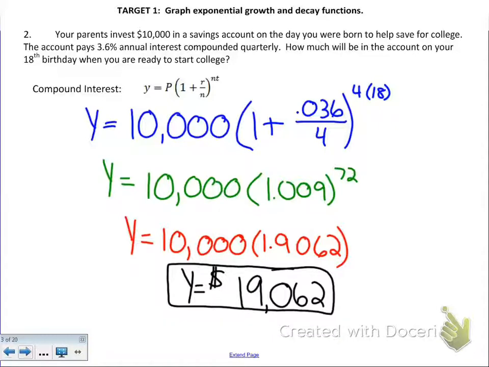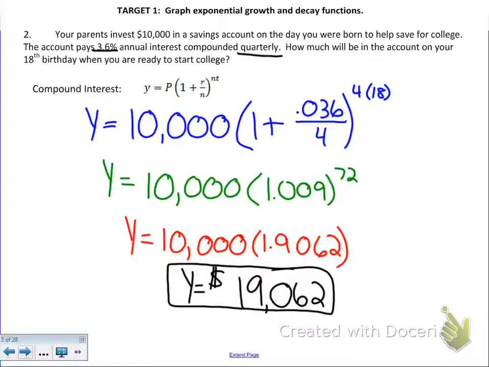In blue, again, we plugged everything in. Our 10,000 is our principal that we started off with. And then again, our rate is 0.036 because we moved the decimal place over 2 places. This time it said it's compounded quarterly. Quarterly means it's separated into 4 parts, so it's being compounded 4 times a year. So that is our n. This time, we started the savings account on the day you were born, and we're stopping it when you go off to college 18 years later on your 18th birthday. So our time is 18 years.